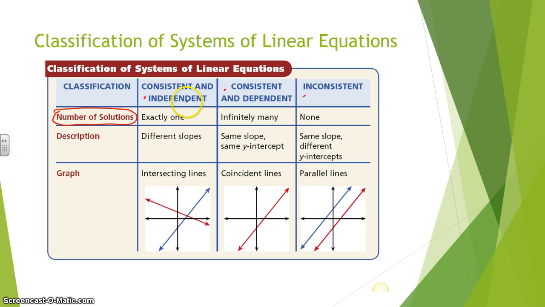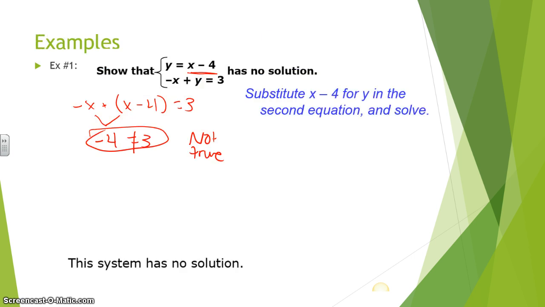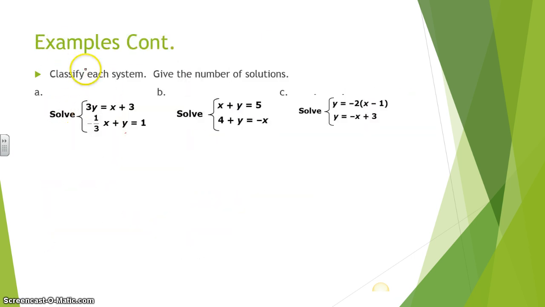The first two examples that we solved for, we found that there was no solution, so there was nothing happening. The second example we solved for, we had coincident lines where we had the same slope and same y-intercept, so it was a coincident and dependent classification. So now let's look at our third example where we're going to have to classify the system and give the number of solutions. For each of these, we're going to set it up in the slope-intercept form.